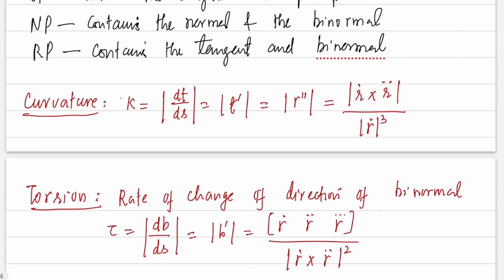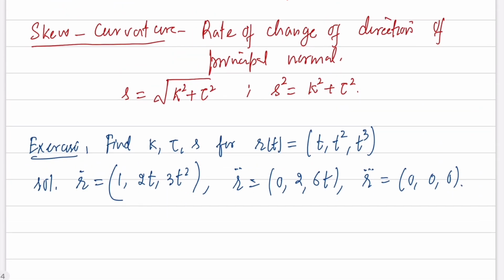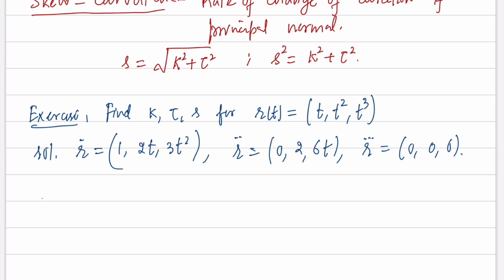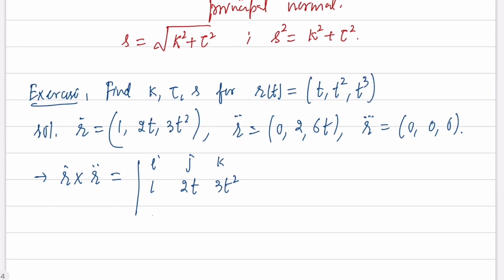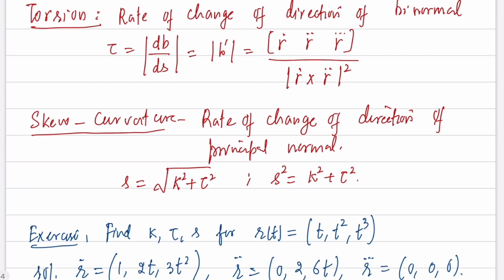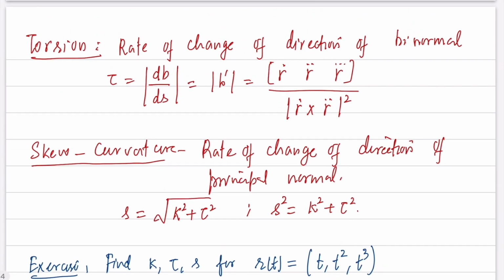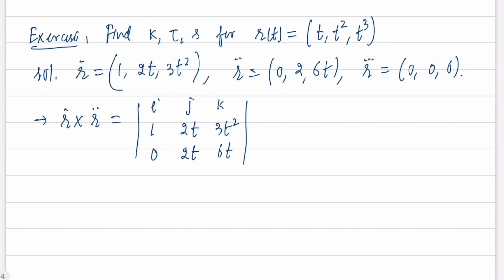Now again, for curvature, we need the cross product of the first two. Next is this cross product of r dot cross r double dot, which we can define as the determinant with i, j, k in the first row. In the second row we have 1, 2t, 3t², and in the last row we have 0, 2, 6t. Similarly, for the torsion, we need r dot, r double dot cross r triple dot.